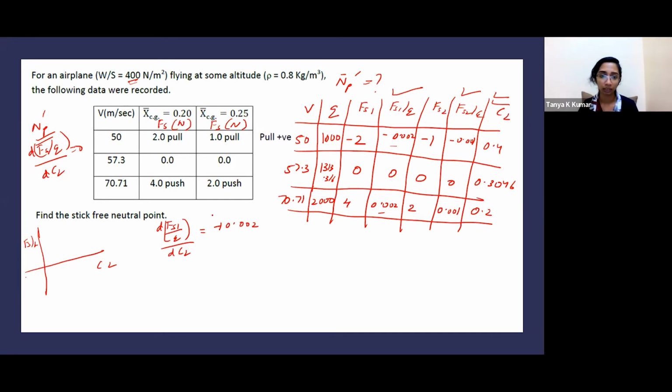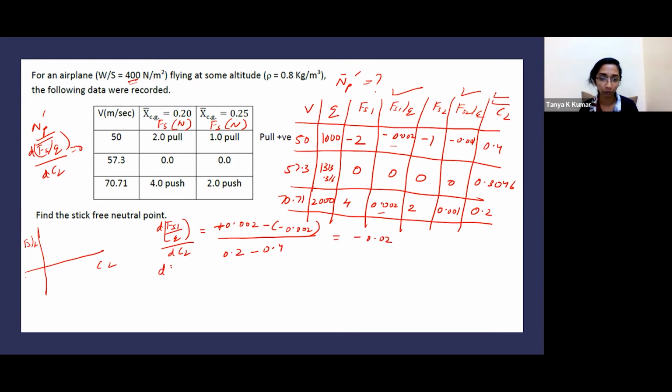Okay, so we take the slope by the difference between the 2 points, 0.002 minus of minus 0.002 by difference between CL, that is 0.2 minus 0.4. So what is this slope? That slope is given as minus 0.02.